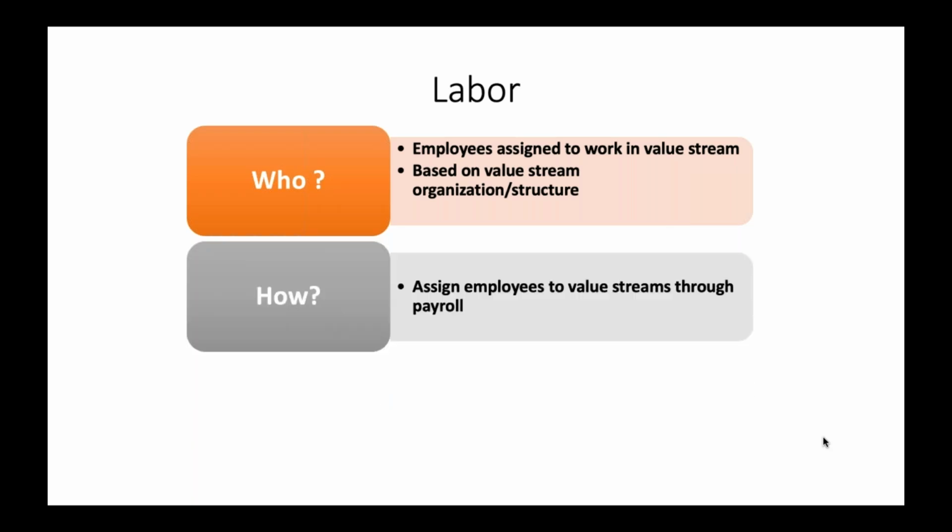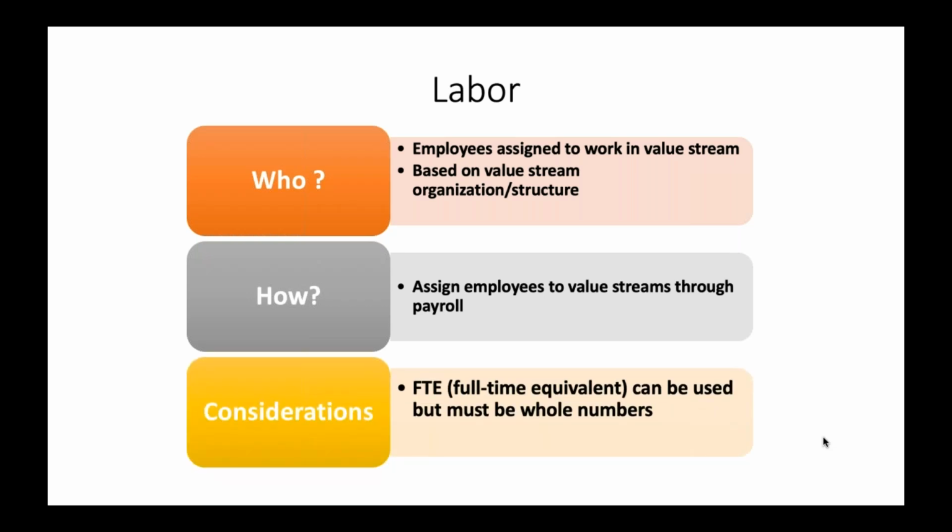How do you assign the cost? Do it through your payroll system. Payroll systems have the ability to charge people to a department or a cost center. Well, you just add in the value streams and you assign those employees to their value streams, and then their costs get automatically assigned through the general ledger to those particular value streams.